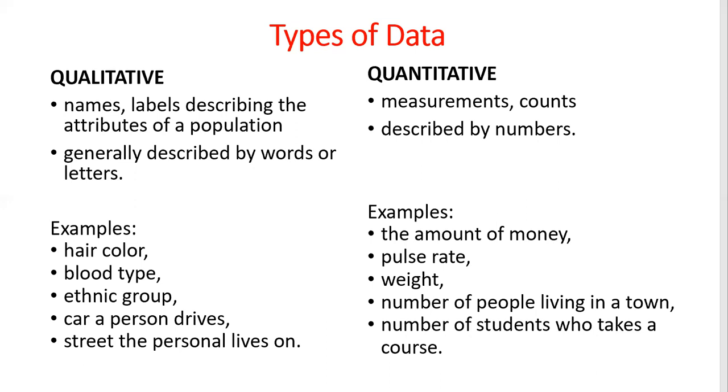For instance, hair color might be black or dark brown or blonde, and the blood type could be A, B, or positive or negative Rh factor. Quantitative data consists of numbers that are the result of counting or measuring attributes of a population, such as the amount of money, pulse rate, weight, number of people living in your town, or number of students who take a course.